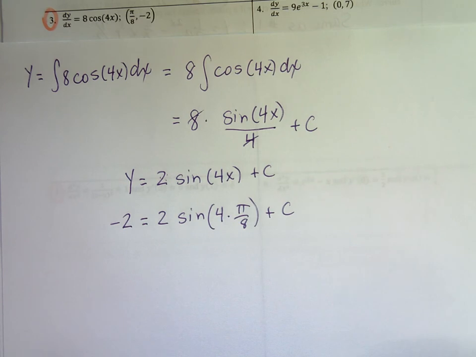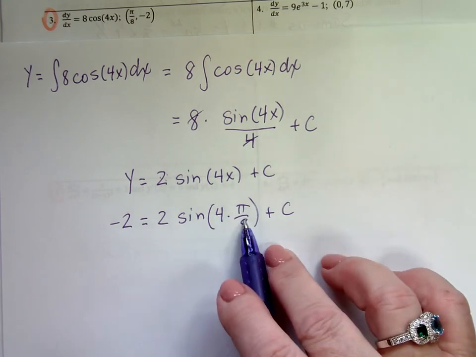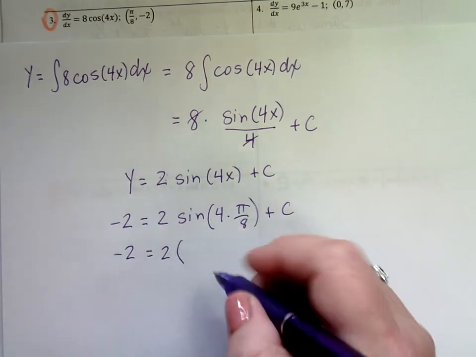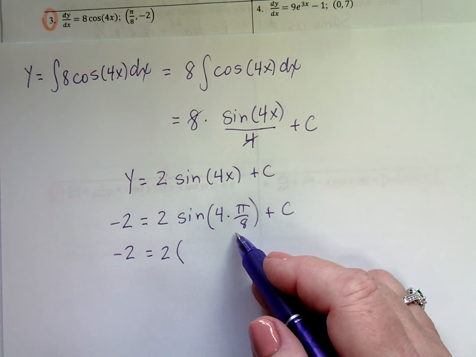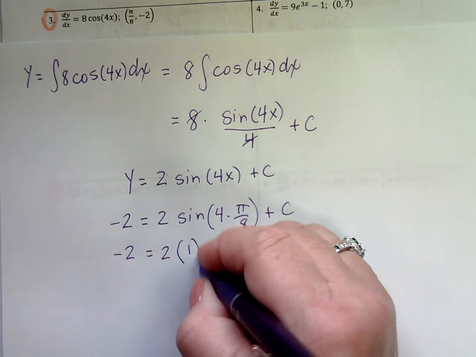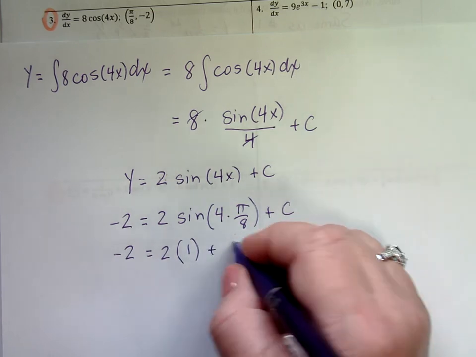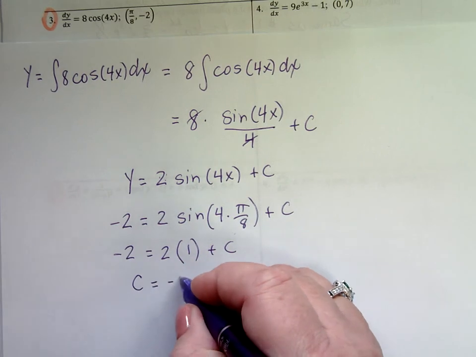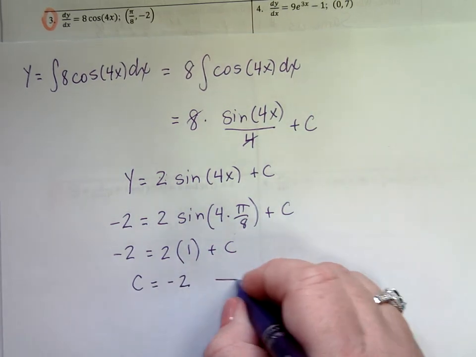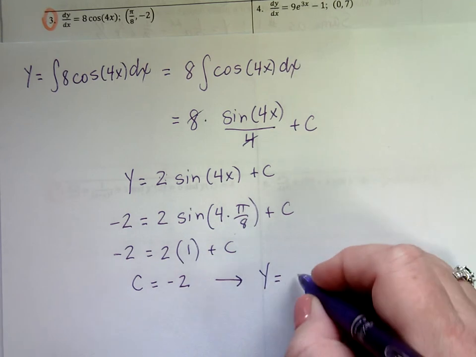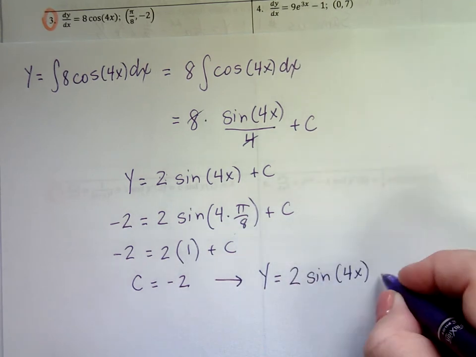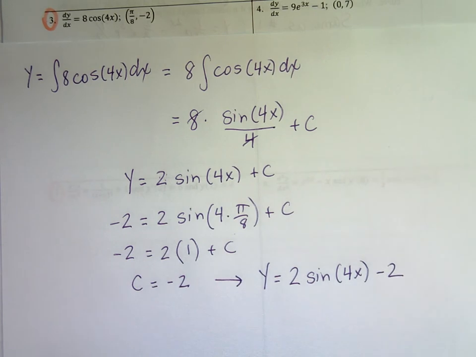This is pi over 2. So I have negative 2 equals 2 times the sine of pi over 2. That's up at the top of the circle, the coordinate 0, 1. The y coordinate is 1, so there you go, it's a 1 plus c. If I take this positive 2 and swing it to the other side, I get a c value of negative 2, and therefore I know my equation is y equals 2 sine of 4x minus 2. That's number 3.